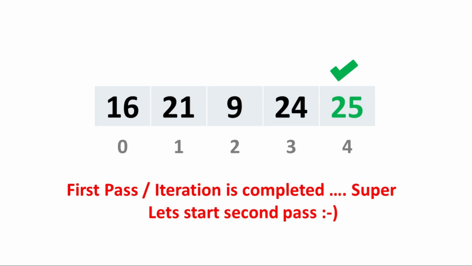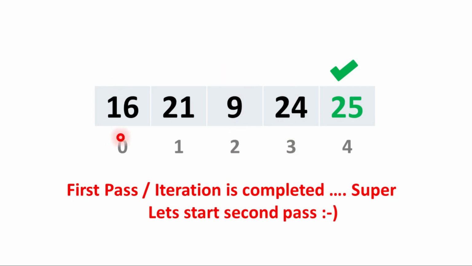We need to do the same job repeatedly for the second iteration, third iteration, and so on, up to n-1 number of times. At each iteration, you can see how 25 came to this location. After the second iteration, you can see that this position will be marked in green. This position will get its accurate place.